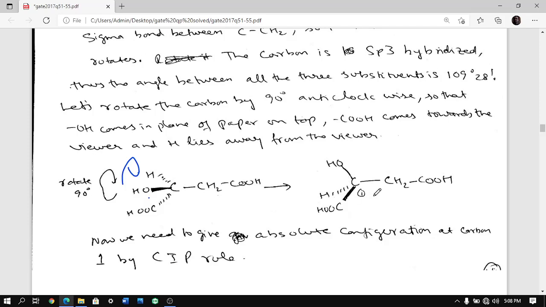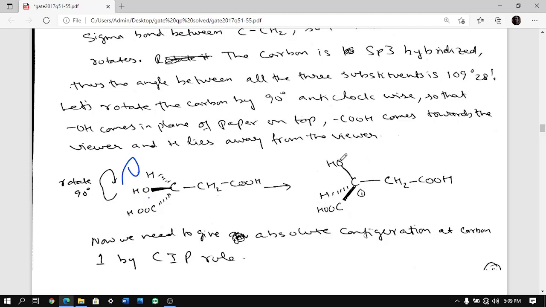H goes away from the viewer and COH is towards the viewer. Now basically they want you to use the CIP rule and give the absolute configuration. First thing is the lowest priority should be away from the viewer. How am I giving the priority? Priority I am giving according to the atomic numbers of the substituents.